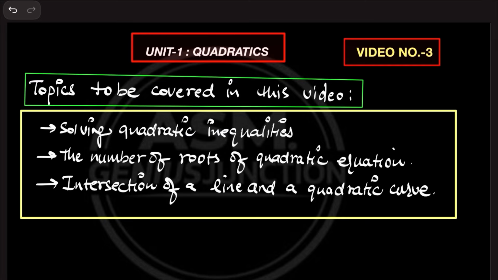In this video number 3, the topics which are going to be covered are solving quadratic inequalities, the number of roots of a quadratic equation, and the intersection of a line and a quadratic curve. So these are the 3 topics which we are going to cover in this particular video.